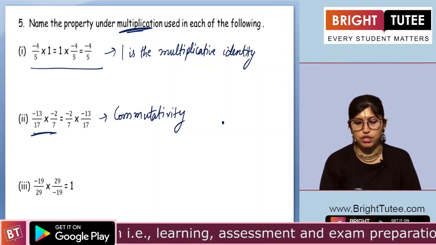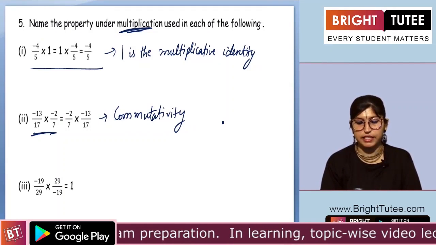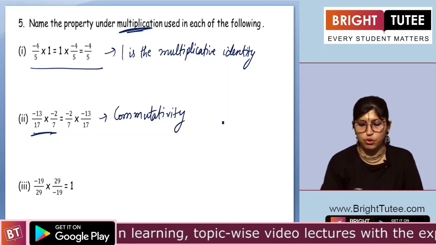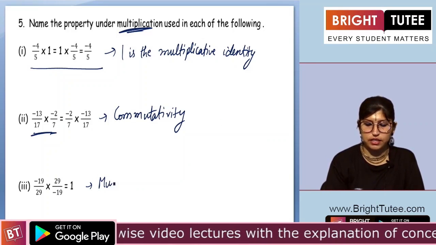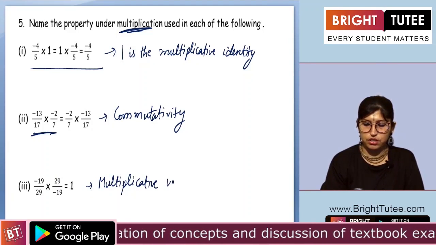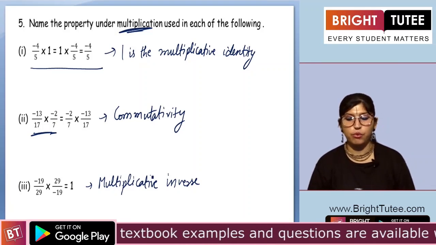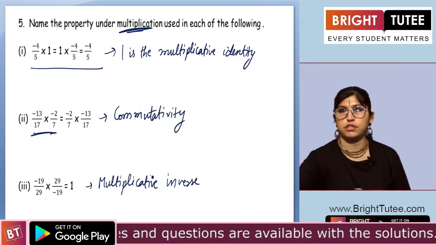Now let's move on to minus 19 by 29 into 29 by minus 19 equals 1. So what we can say, it shows that it is the multiplicative inverse, or maybe we can say reciprocal. Now we'll be moving to another question, which is question 6.